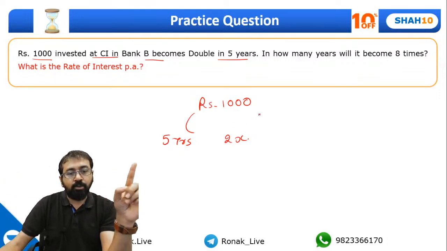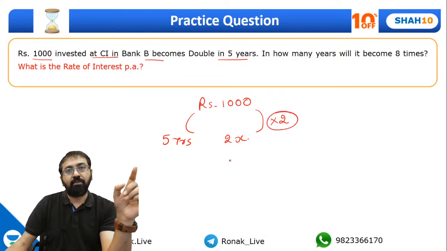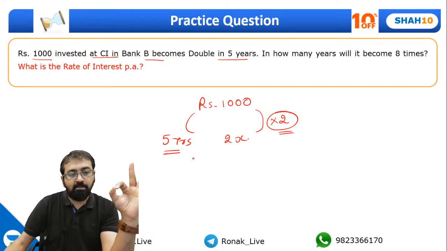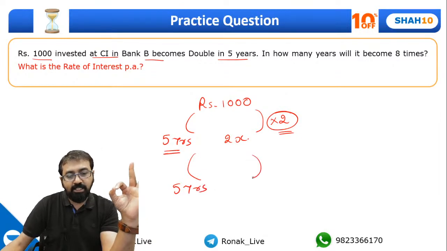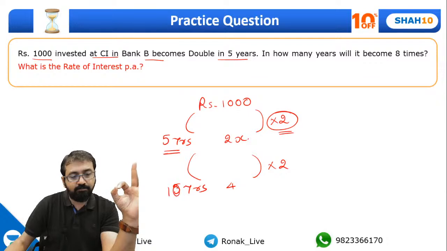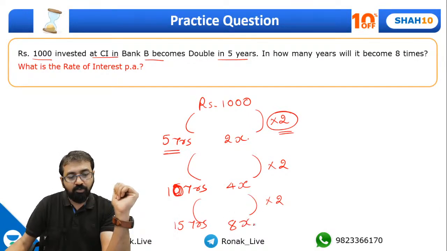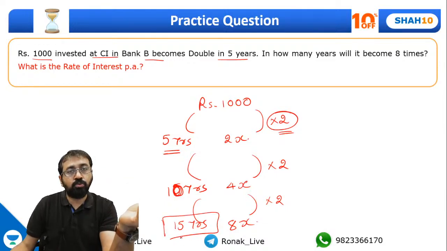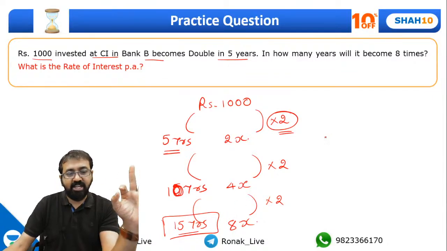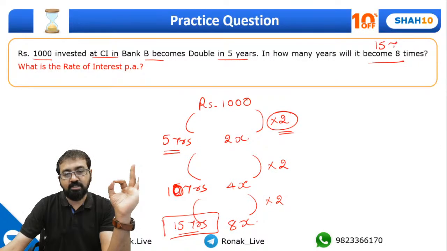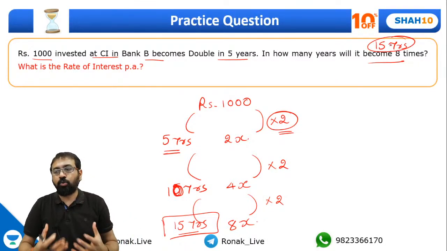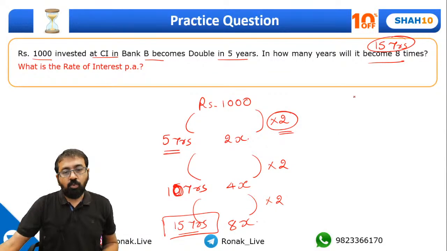Remember this thing, that in compound interest, the multiplying factor remains the same. That means in 5 years, if it became double, then in every 5 years, it will keep becoming double. So after 5 more years, that is 10 years, it will become 4x. And after 5 more years, that is a total of 15 years, it will become 8x. So how much time did it take to become 8 times? 15 years. It took 15 years for it to become 8 times, right? So the answer for this question should be 15 years. You know, in compound interest, the money is going to grow a little faster. Remember this thing. Now, what is the rate of interest?